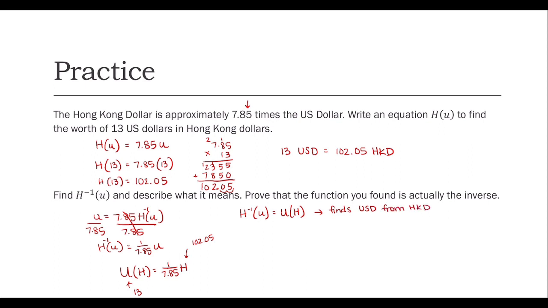And to prove that it's actually the inverse, we can take our original function, 7.85 U equals H of U, and we'll plug our inverse in. So H of U equals 7.85 times our inverse, so 1 over 7.85 U. The 1 over 7.85 simplifies to 1, so H of U equals U. So this is, in fact, our inverse.